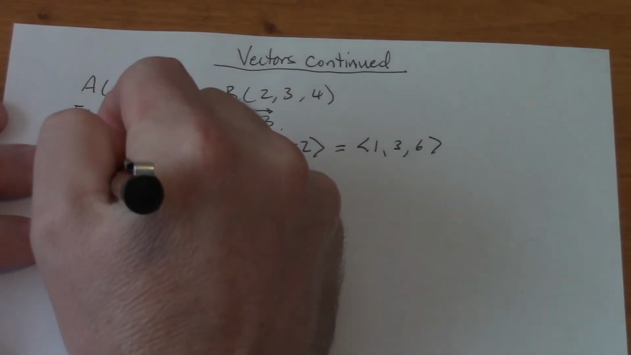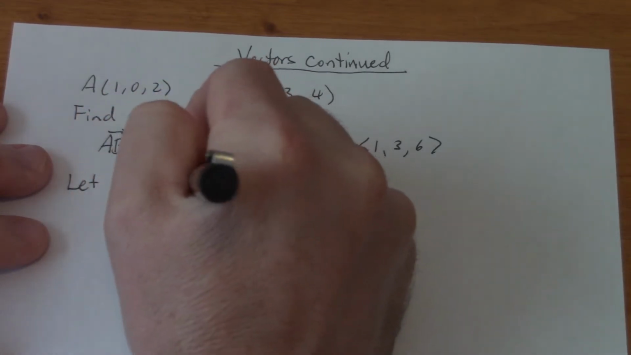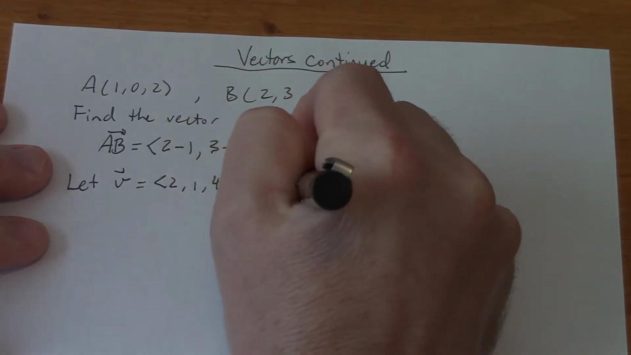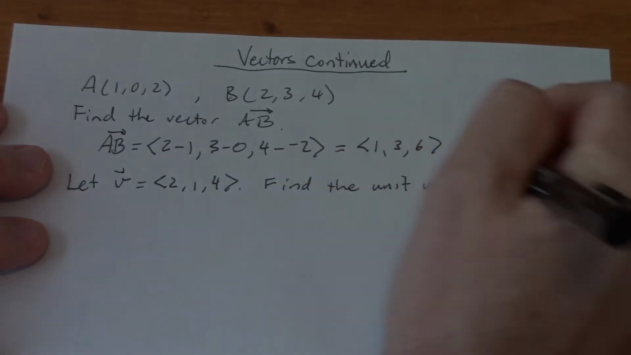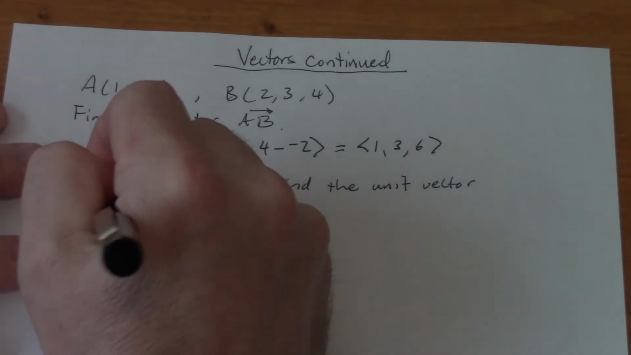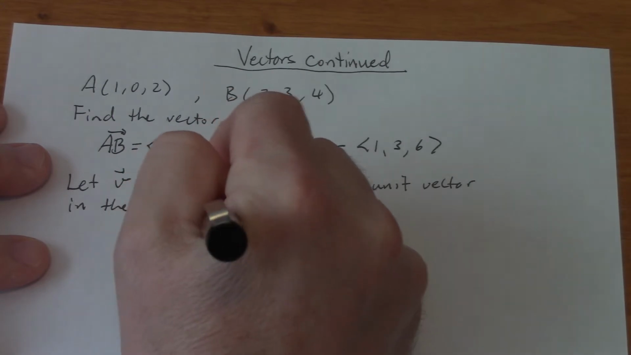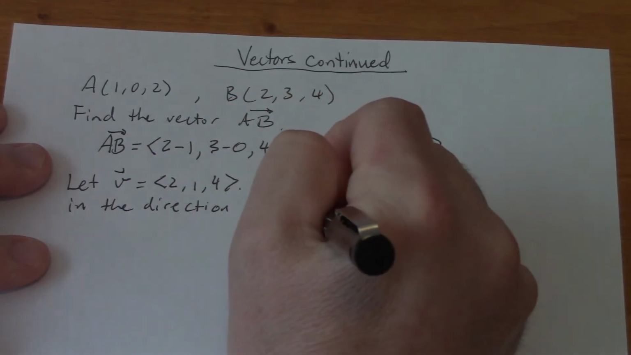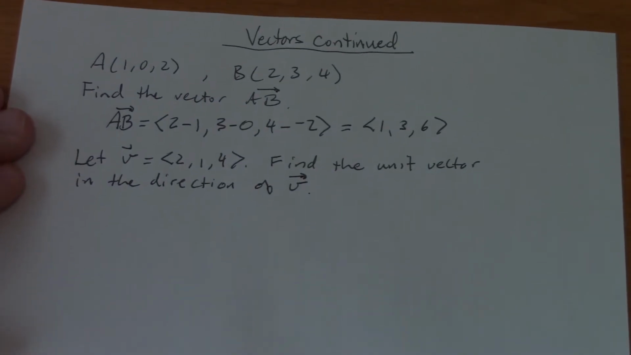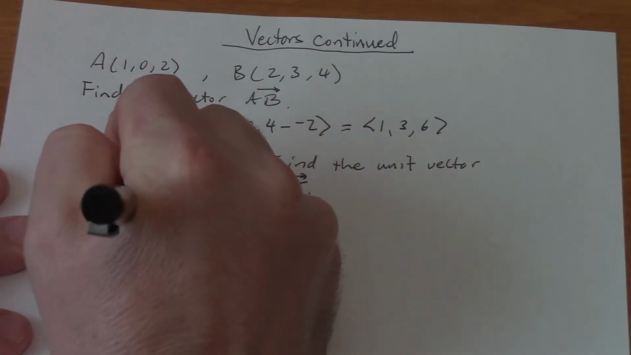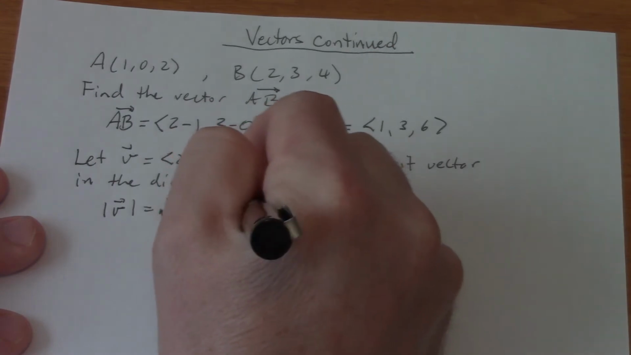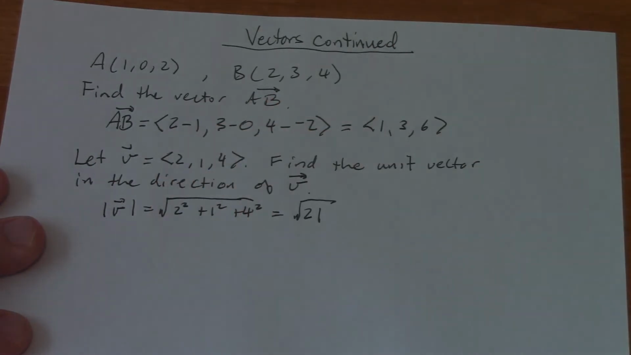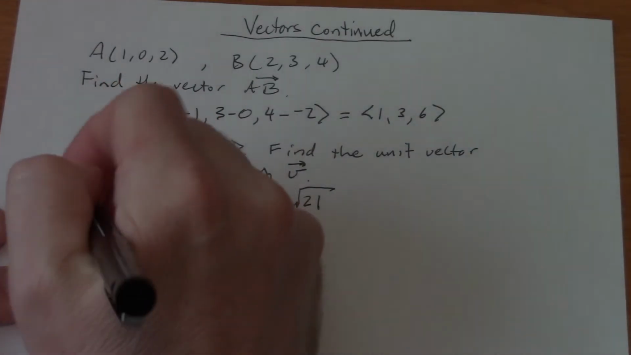Another thing we need to be able to do: if we take a vector, I'm just going to pick one, the vector 2, 1, 4, let's say we want to find the unit vector in the direction of V. This is a really common thing, and we'll need it when we talk about the scalar projection and distances. First off, you need the magnitude of V, which is the square root of 2 squared plus 1 squared plus 4 squared, which is root 21. So we need the magnitude, and then the unit vector.